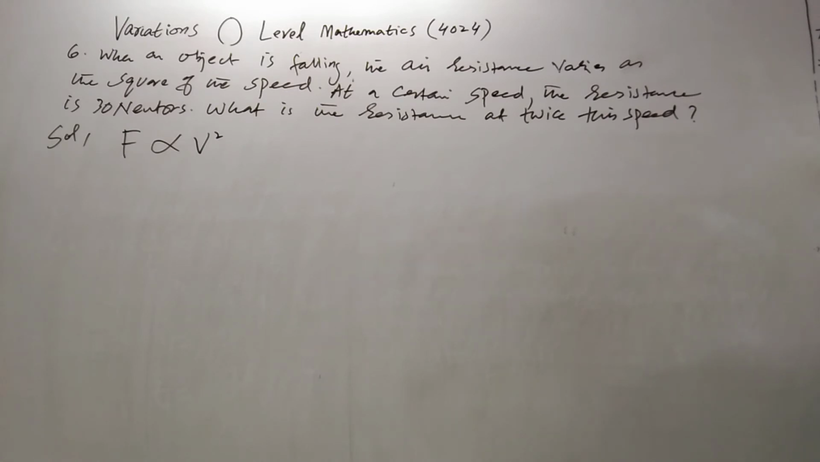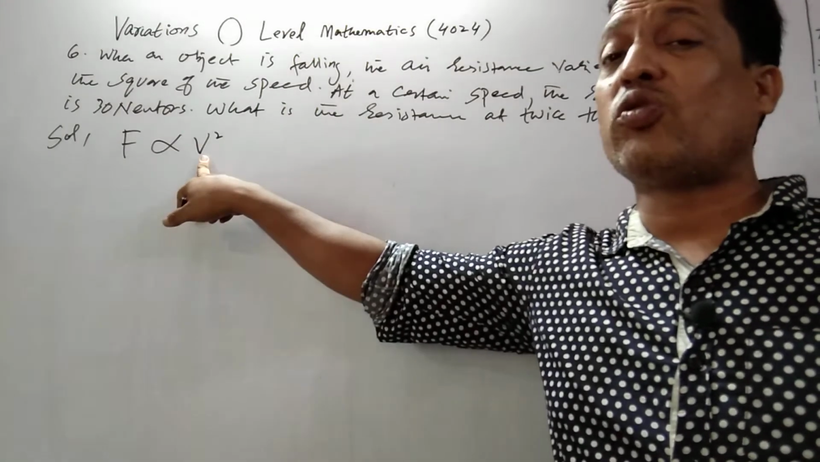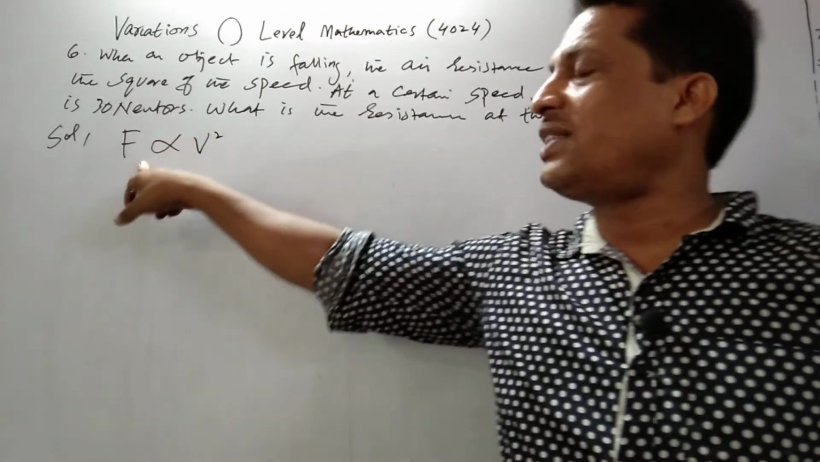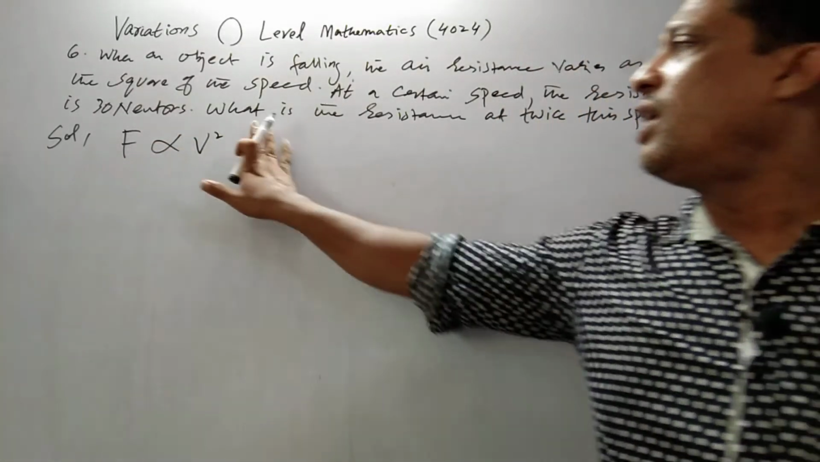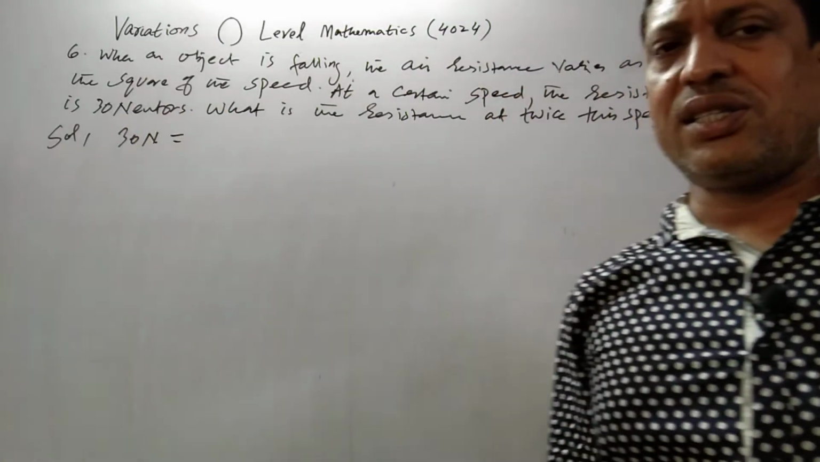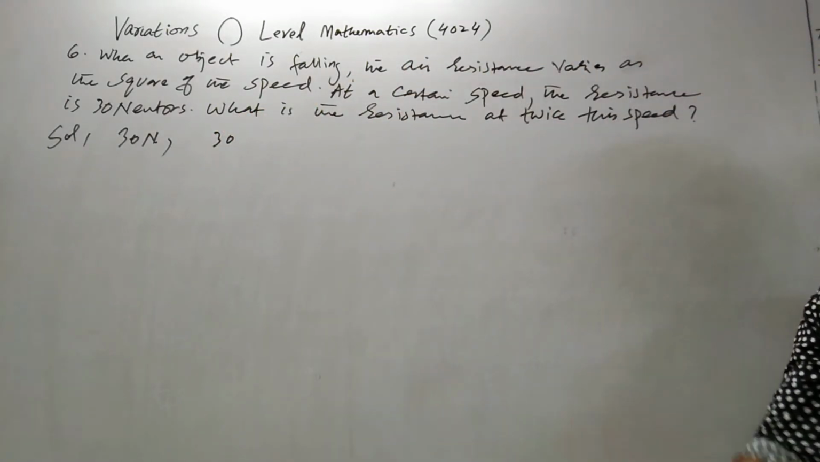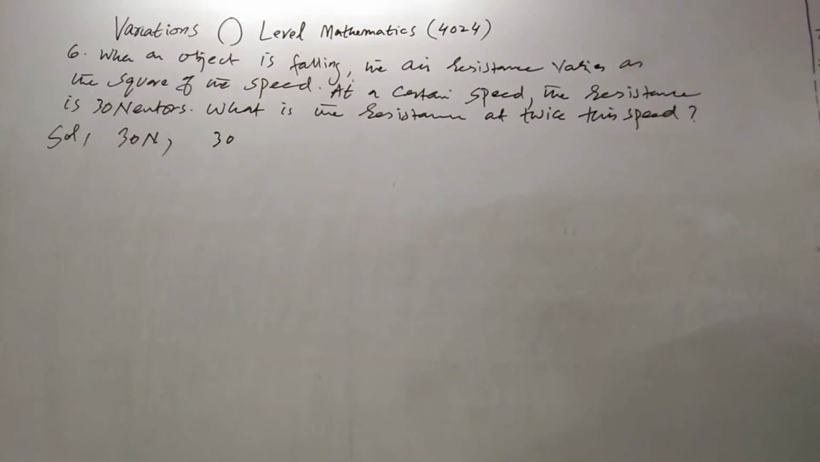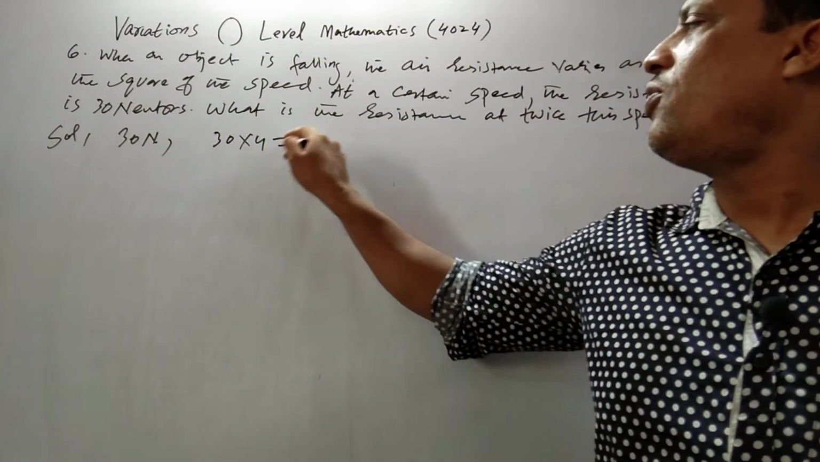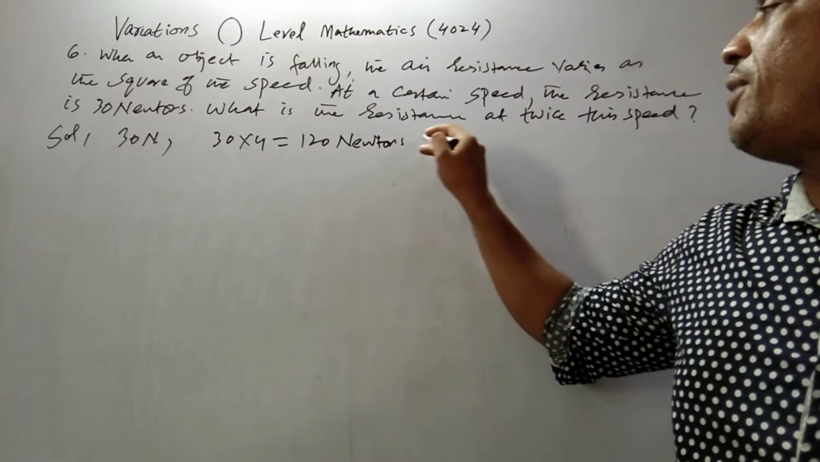So at a certain speed the resistance is 30 newtons. What is the resistance at twice this speed? If we put 2 over here, then 2 square is 4. If the value of v is doubled, the resistance increases 4 times. Therefore, the given resistance is 30 Newton. Then according to the question, as the speed is doubled, the resistance increases 4 times, which is 120 newtons. I hope you understand.